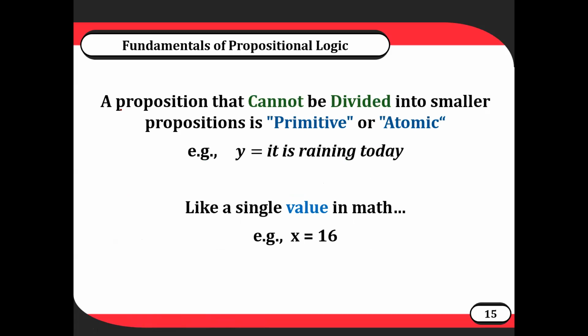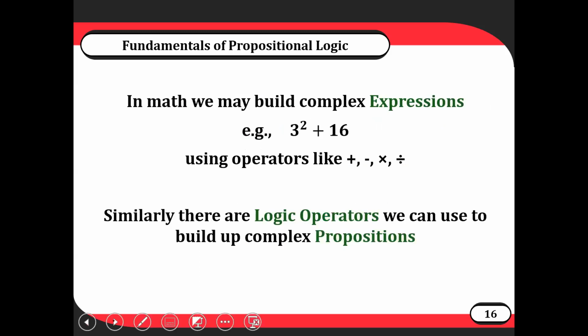A proposition that cannot be divided into smaller propositions is called primitive or atomic. So it is raining today is an example of an atomic proposition. We cannot break that down into less information. We can associate either true or false with that statement, and there's no way, using our rules of English, to break that down further. It's analogous to having a single value in math. If we say 16, we can assign that to the variable x.